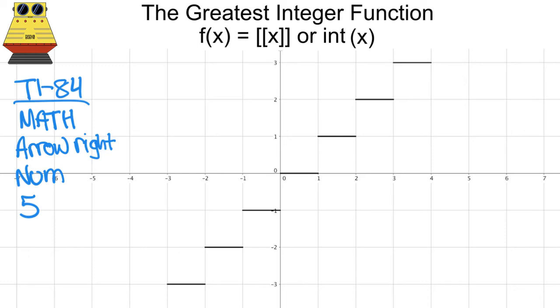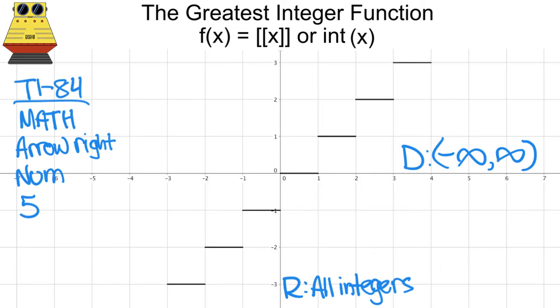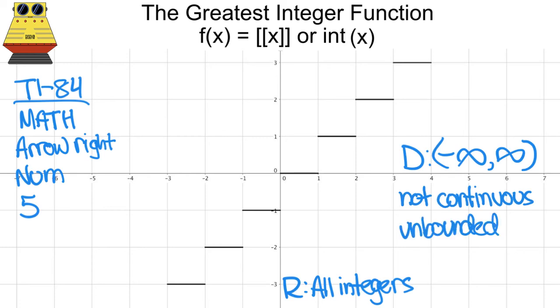The domain of this function is all reals, but the range of this function is all integers. Since this function has a range of integers, it's not a continuous function. And it's somewhat difficult to define the boundedness of the function, but I would say that it's unbounded, because the larger the x values that you plug in, the larger the y values that you'll get. Finally, it's very close to being symmetric about the origin, but officially it's not.